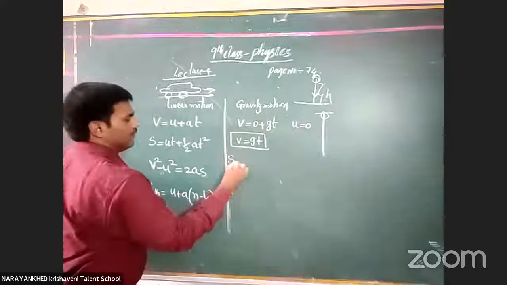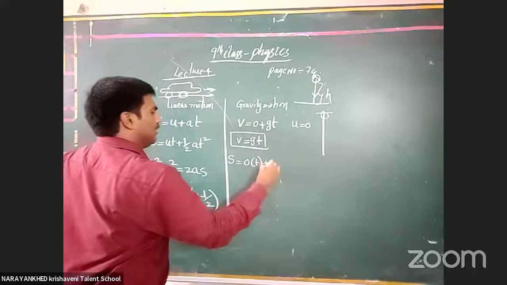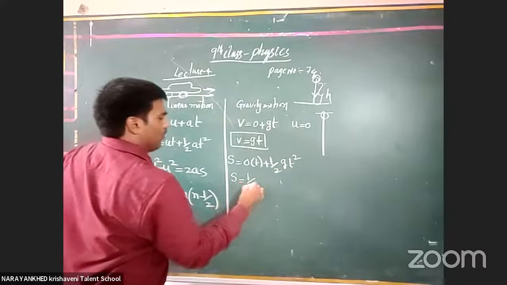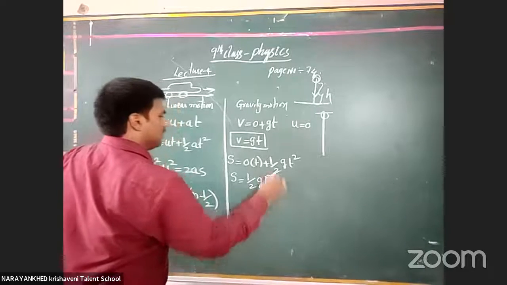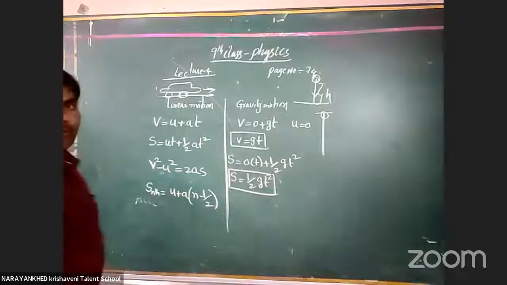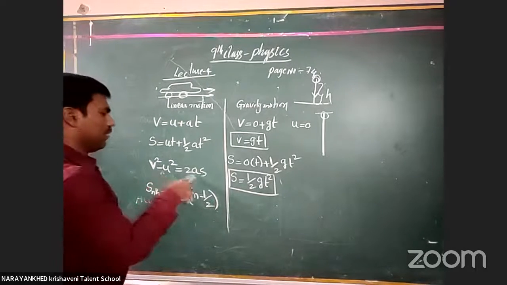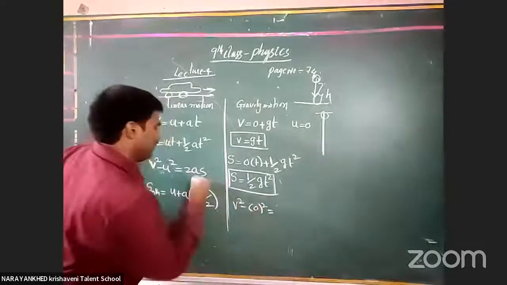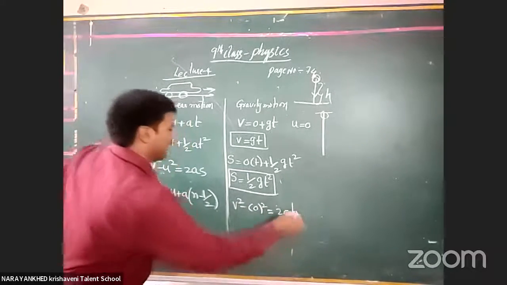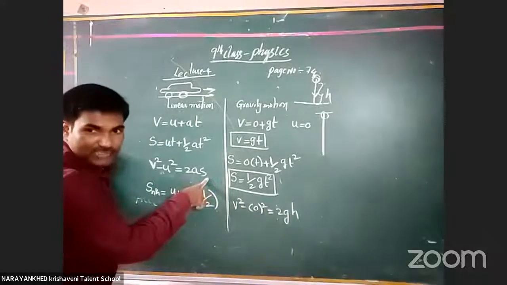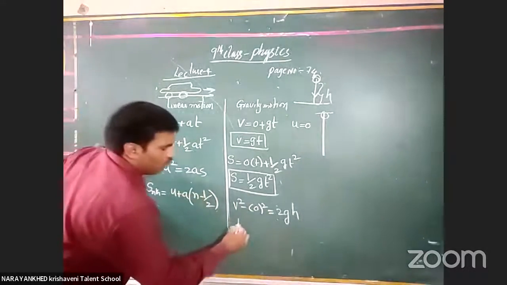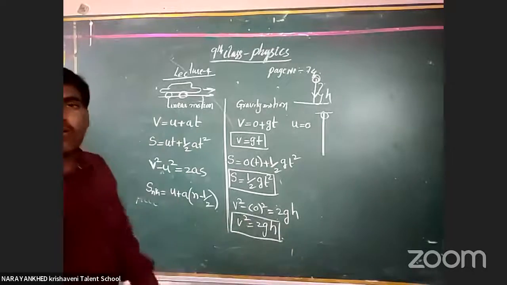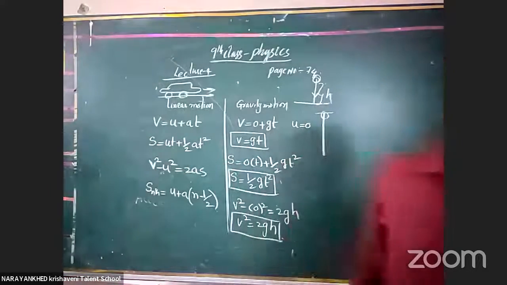Next, s is equal to 0 into t plus half g t square. So s is equal to half g t square. This is the second equation. Next, v square minus u square is equal to 2as. Here we take a as g and s is replaced with h. Now v square is equal to 2gh. In this way, we have to change our formulas.